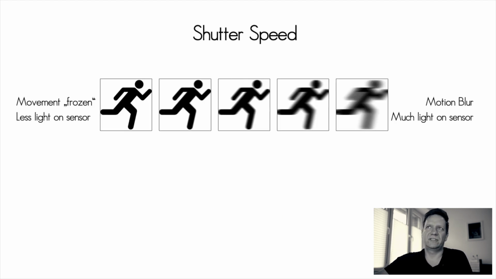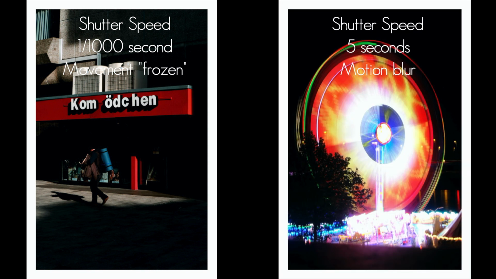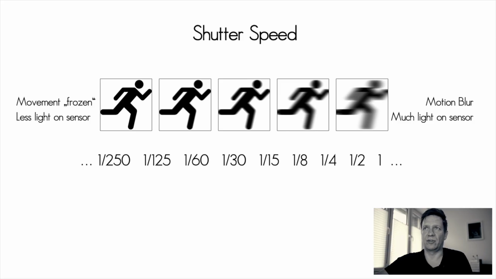The next is the shutter speed. It depends what I want to show in my image. Do I want to achieve a frozen movement? This will create less light on the sensor, because then my shutter speed has to be very high or fast. Or do I want to create motion blur, which will let much light on the sensor, because for this I have to open the shutter a little longer. These are the depending values for this.